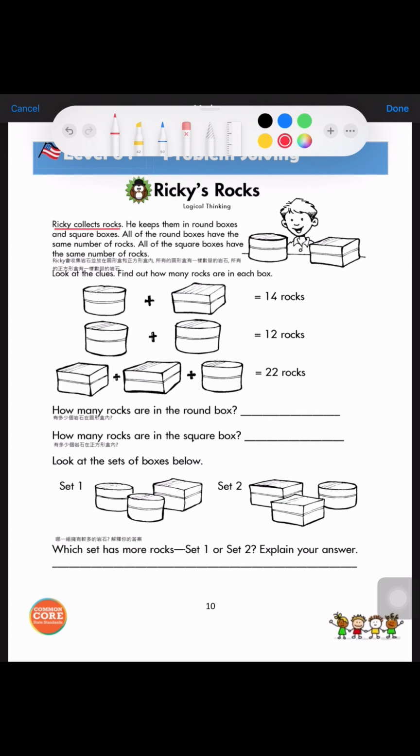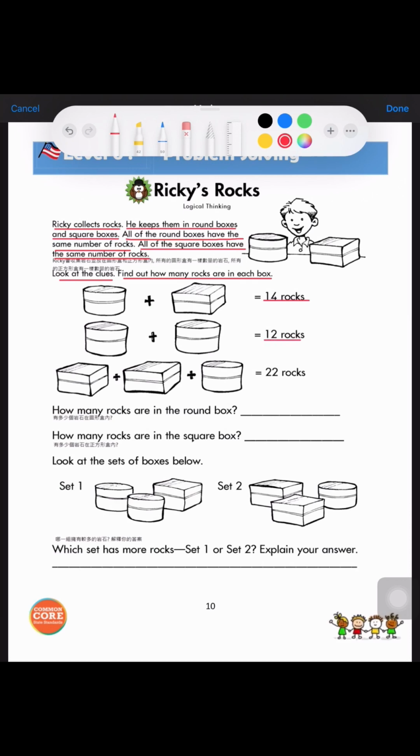Ricky collects rocks. He keeps them in round boxes and square boxes. All of the round boxes have the same number of rocks, and all the square boxes have the same number of rocks. Look at the clues to find out how many rocks are in each box. Let's look at the first clue. A round box and a square box equals to 14 rocks.